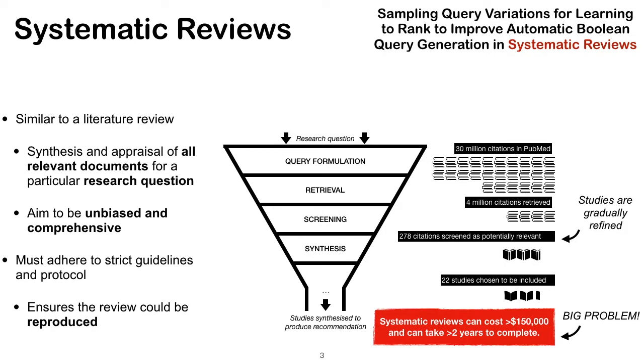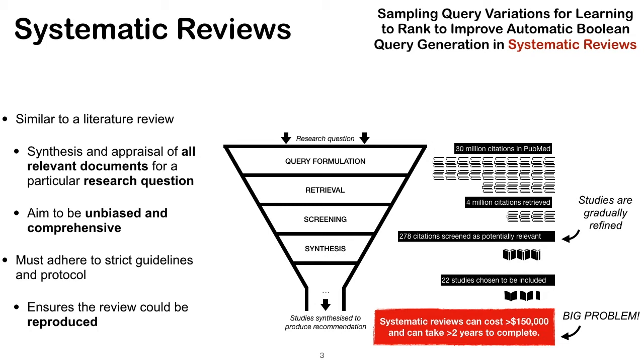So let's have a look at the first point, systematic reviews. A systematic review is like a literature review. They are the synthesis and appraisal of all relevant documents for a particular research question. They also aim to be unbiased and comprehensive. They also must adhere to strict guidelines and protocol, and this ensures the review can be reproduced.